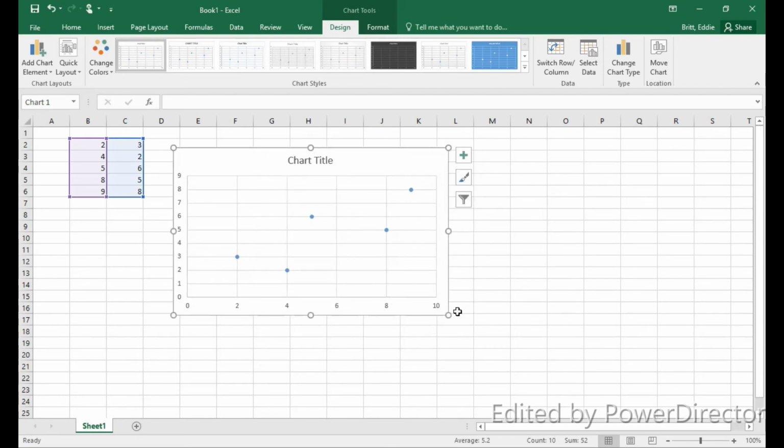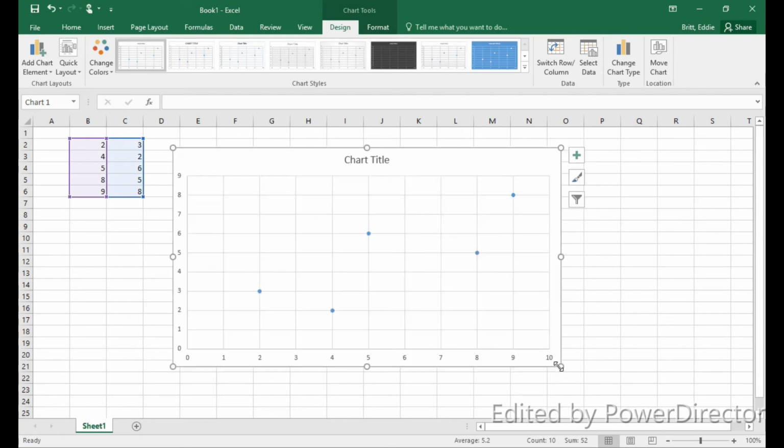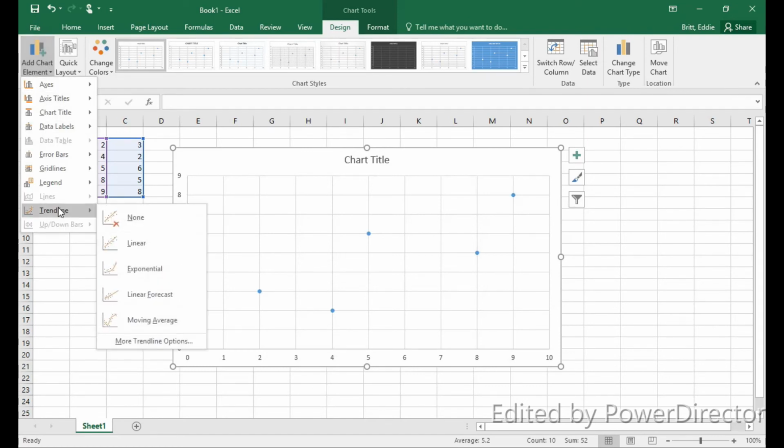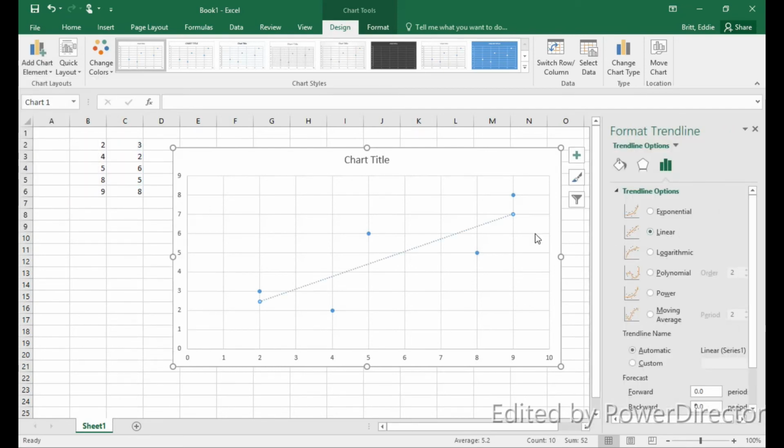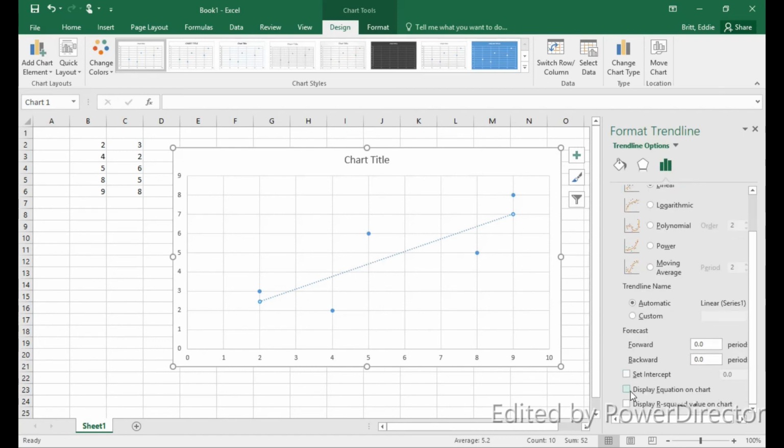All right, so there it is. Now, if I want to display the least squares line, I have to add an element to the chart. I have to go here, go down to trend line, and I think I can just go straight to more trend line options. Let's see. It may or may not let, okay, so put in the linear. See, that's the line. I want to see the equation.